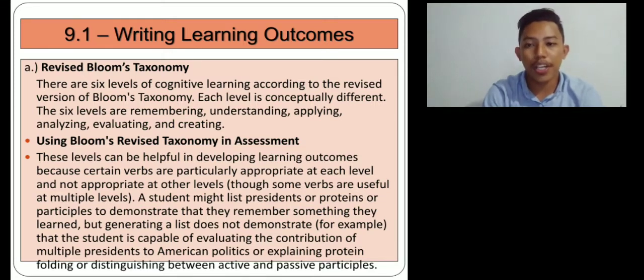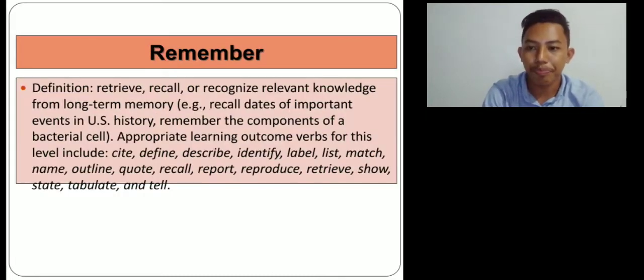So first, we are to study the first level of Bloom's taxonomy, which is the remember. So remember, you need to retrieve, recall, or recognize relevant knowledge from long-term memory. For example, recall dates of important events in US history, or remember the components of a bacterial cell.